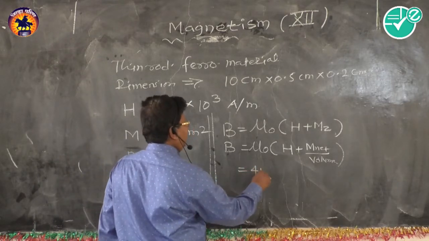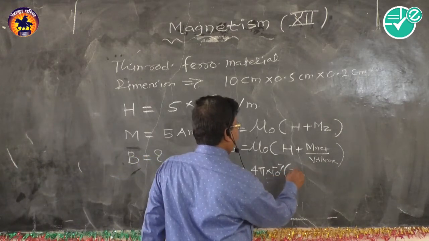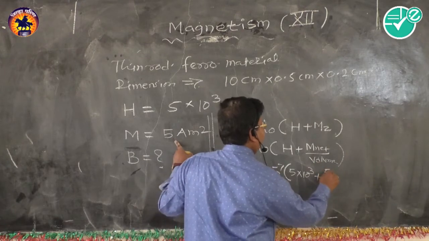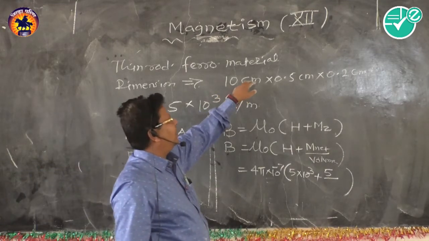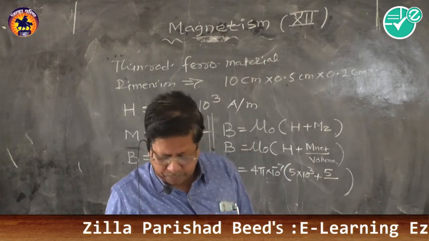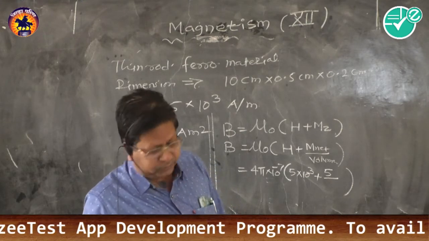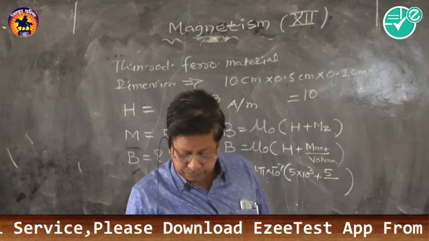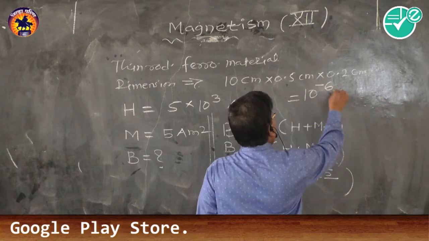So B is equal to mu 0, that is 4 pi into 10 to the power minus 7, bracket the value of H, which is 5 into 10 to the power 3, plus net magnetic dipole moment, which is 5 ampere meter square, divided by the volume. As the dimensions are given, 10 centimeter into 0.5 centimeter into 0.2 centimeter, the volume of this ferromagnetic material is 10 to the power minus 6 meter cube.